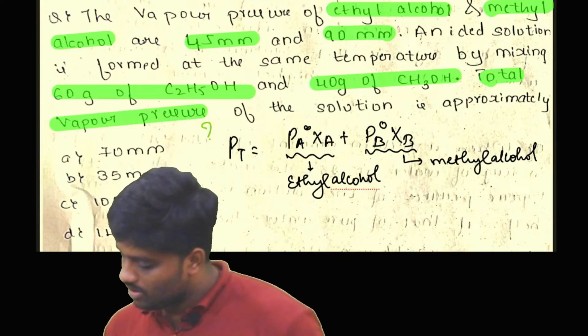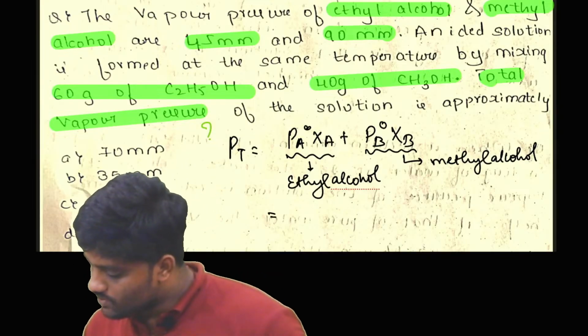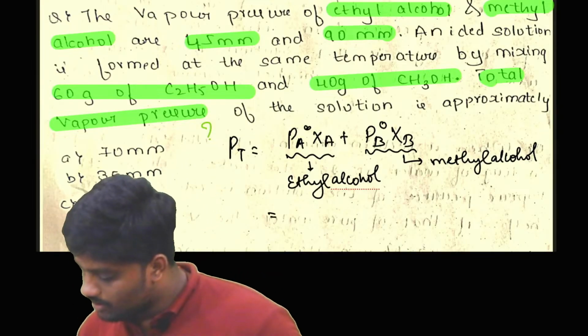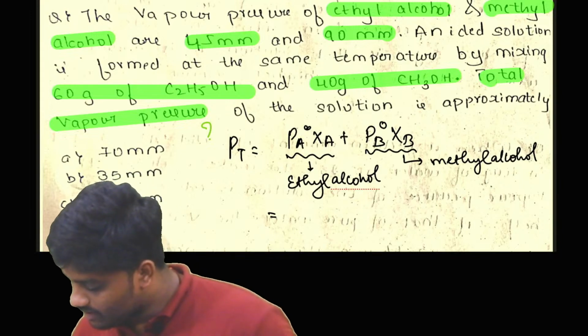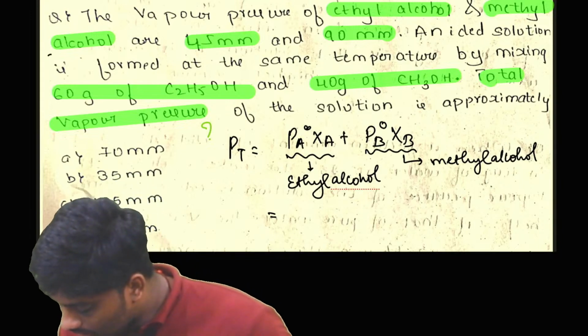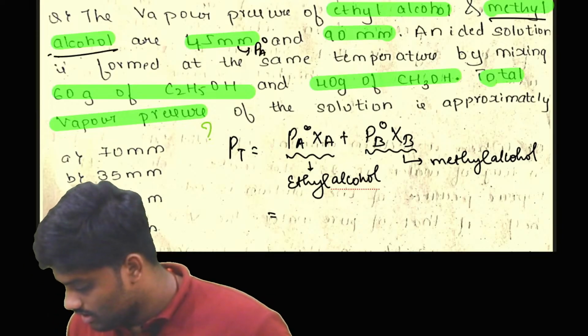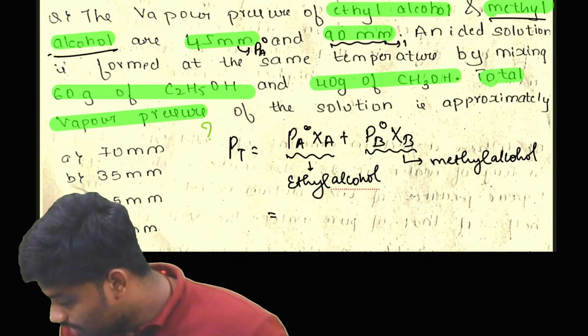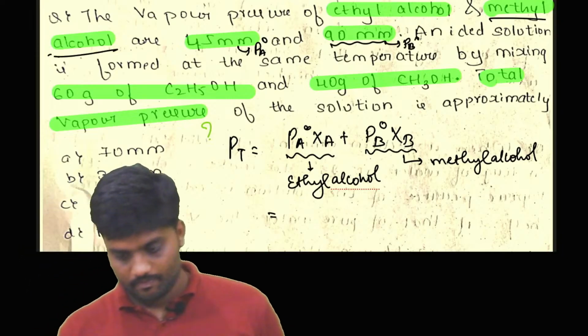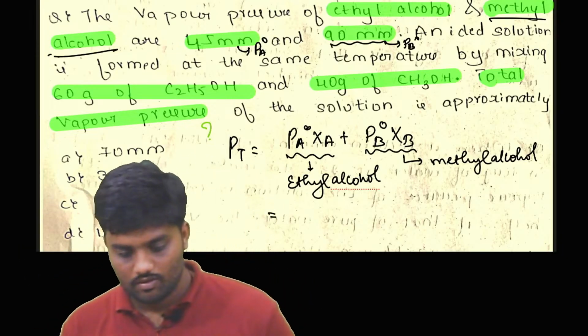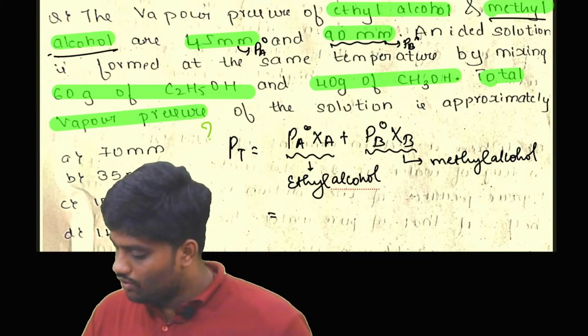Here they have given the vapor pressure of ethyl alcohol as PA not, you can say 90 mm is called PB not. Understood? Next, let us go for the solution.